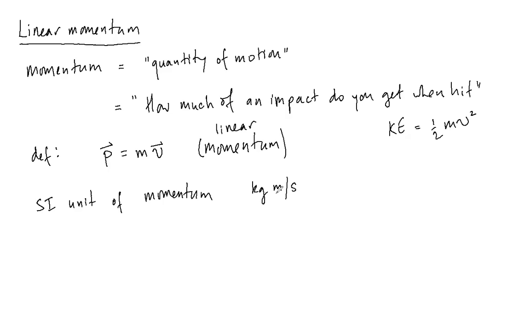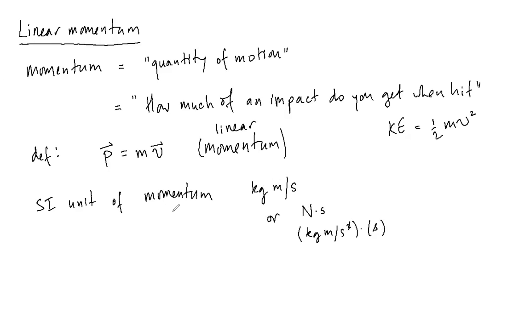Alternatively, it is also expressed as Newton seconds. And why is that? Because a Newton is a kilogram meter per second squared. That's a Newton, and then we multiply it by seconds. So you see, it's the same thing. The second cancels with the inverse second squared, so you get kilogram meter per second, just like what we started with. So you can talk about momentum in kilogram meters per second, or in Newton seconds.